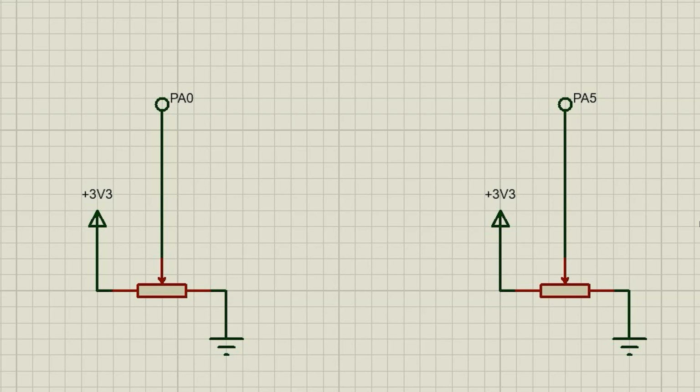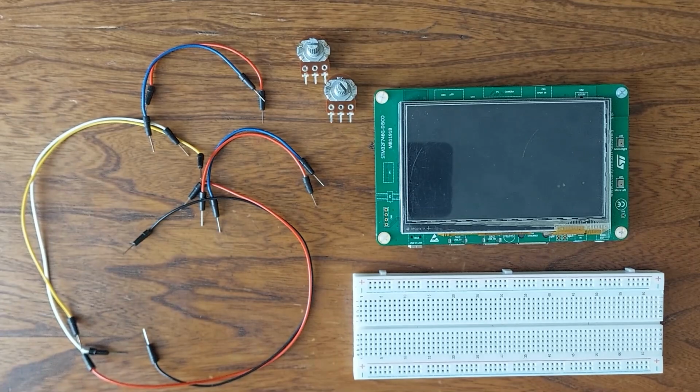We are going to use 2 potentiometers. One side of each potentiometer is connected to 3.3 volts, and the other side of the potentiometers is connected to GND or ground. Then the middle pins of potentiometers are going to be connected to pins PA0 and PA5 respectively to read the analog data. Here you can see the components that are going to be used in this project. 1 breadboard, STM32 F7 Discovery Board, 2 potentiometers, and some jumper wires.